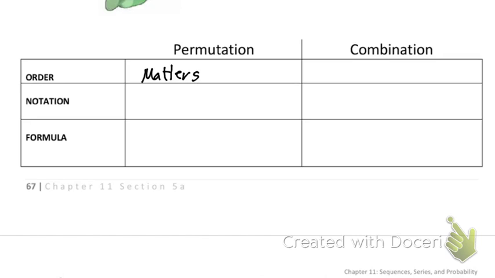For permutation, we use the symbol P, and then we use N, comma, R. We also sometimes use this one where we have N, P, and R. Both those things mean the same thing. Our formula for a permutation is going to be N factorial all over N minus R factorial.